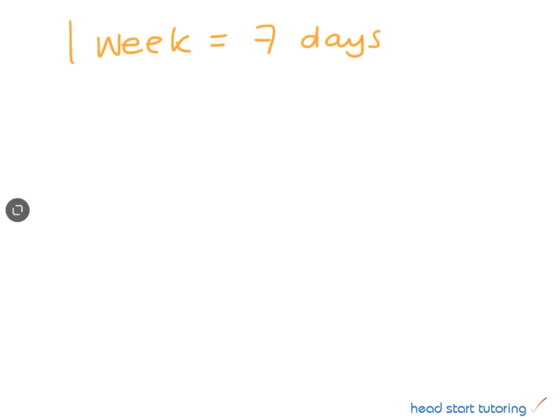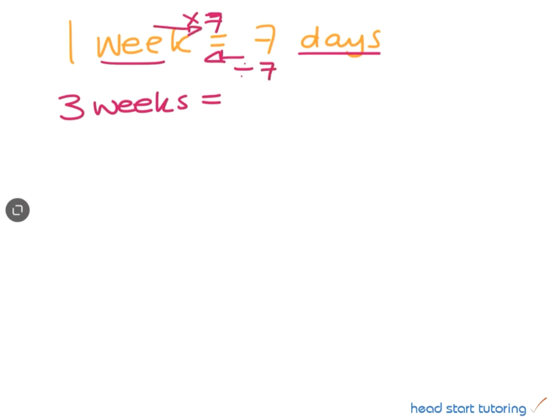One week is equal to 7 days. If we are asked to figure out what 3 weeks is in days, we need to multiply our weeks by 7. And when we are going from days to weeks, we divide by 7. So when we're going from weeks to days, we multiply by 7. When we're going from days to weeks, we divide by 7. So 3 weeks into days, we need to multiply by 7. So 3 times by 7 is 21. So 3 weeks is equal to 21 days.